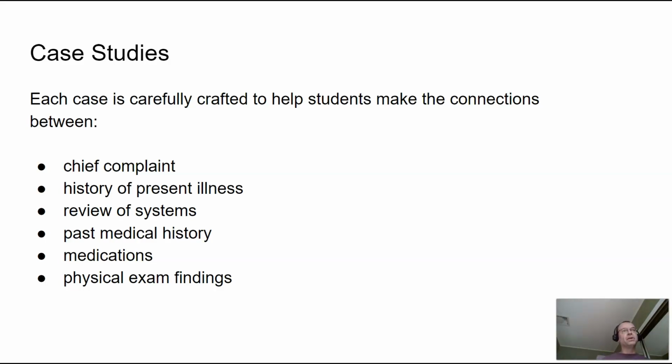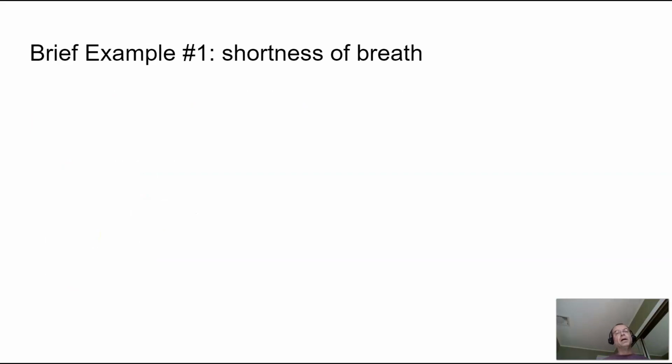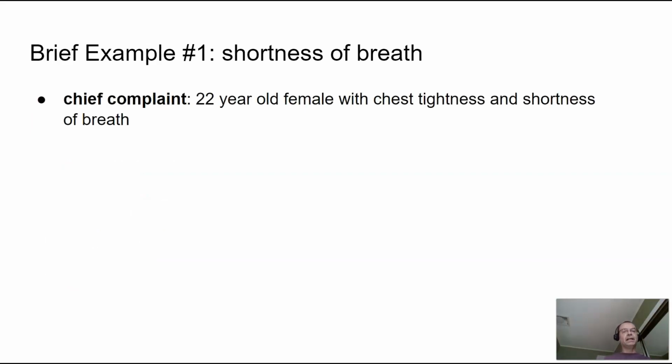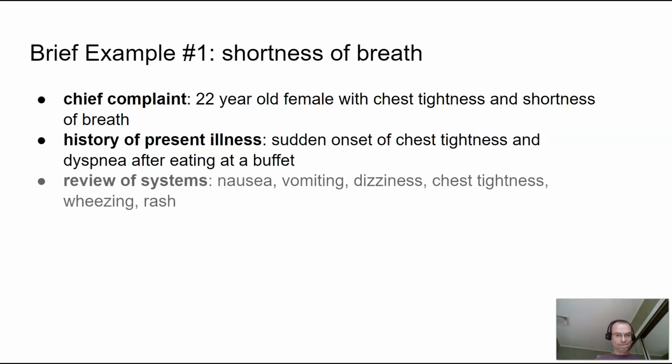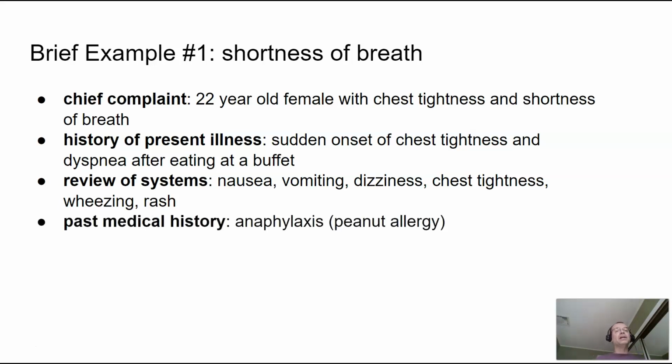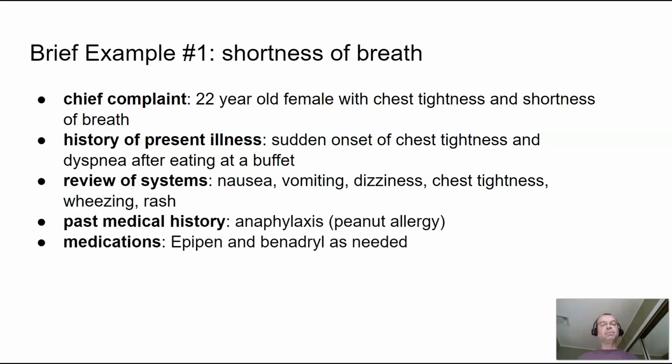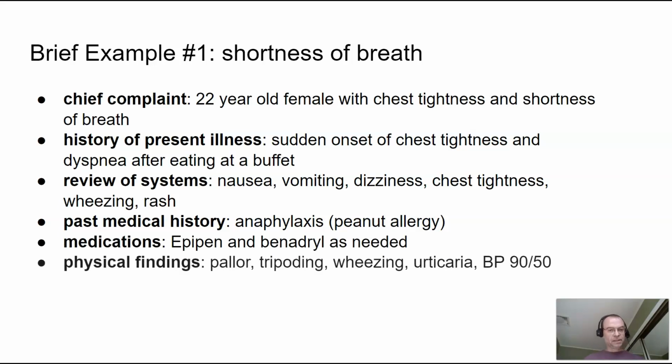So here are two examples to help illustrate my point. Example number 1, shortness of breath. We've got a 22-year-old female whose chief complaint is chest tightness and shortness of breath. This occurred suddenly after eating at a buffet. She is complaining of nausea, vomiting, dizziness, chest tightness, wheezing, and a rash. Her past medical history is significant for anaphylaxis due to a peanut allergy. She carries an EpiPen and uses Benadryl as needed. Physical findings are pallor, tripoding, wheezing, urticaria, and hypotension.